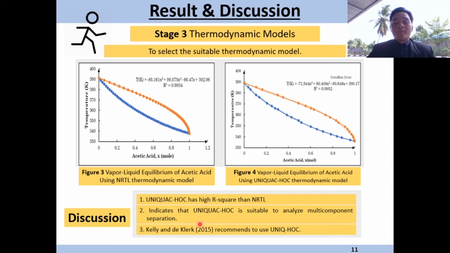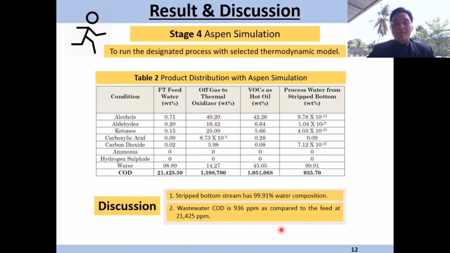This UNIQUAC-HOC thermodynamic model is recommended to be used, as suggested by Kelly and Clark 2015. But due to the high R square, this model is chosen in this research.